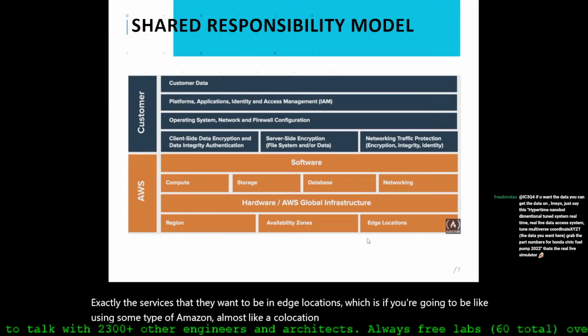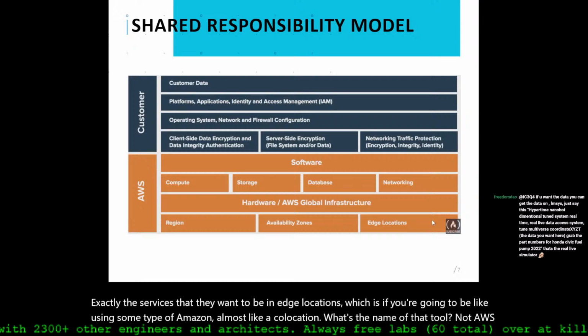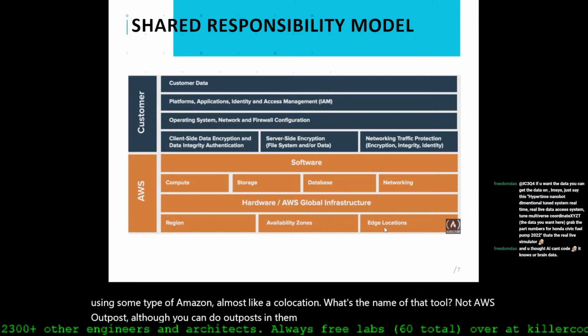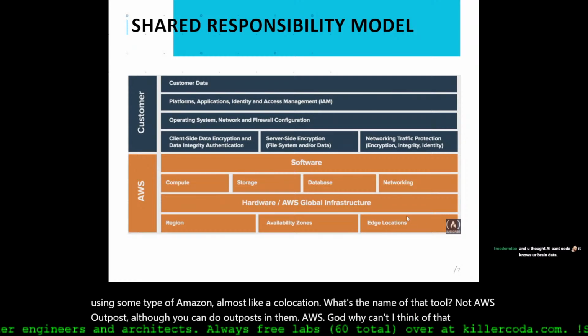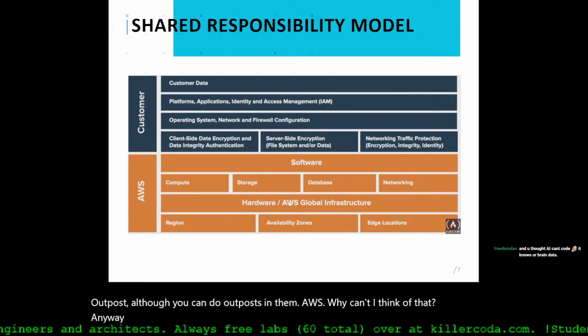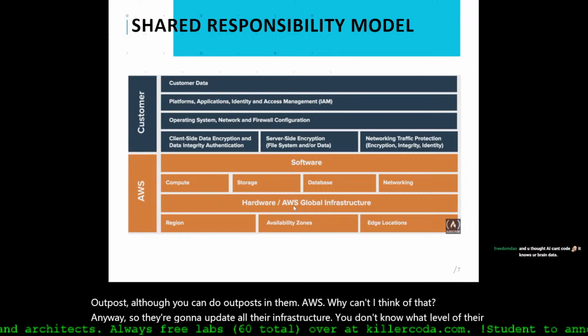What's the name of that tool? Not AWS Outposts, although you can do Outposts in them. AWS, God, why can't I think of that? Anyways, so they're going to update all their infrastructure. You don't know what level of IOS their switches are at and all that kind of stuff. You don't know any of that.